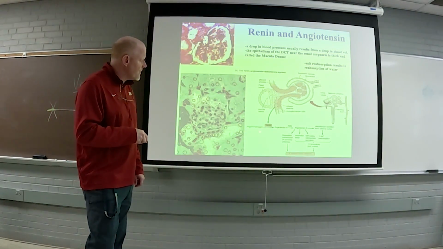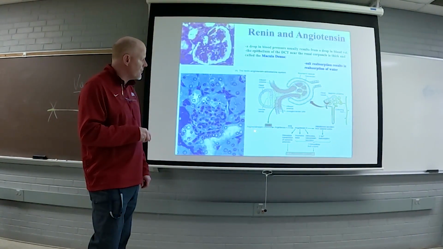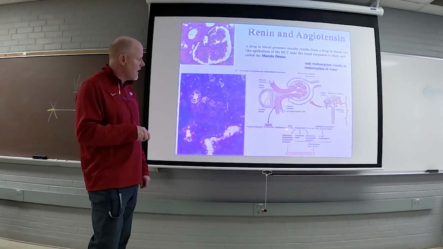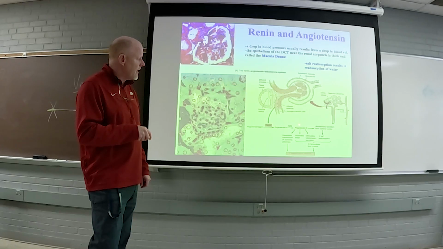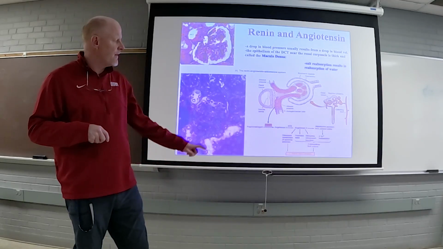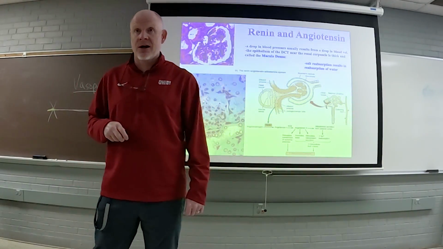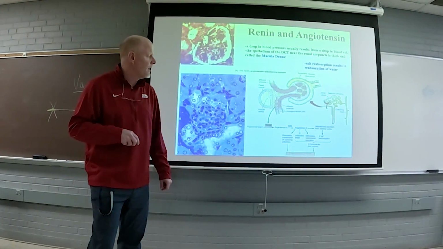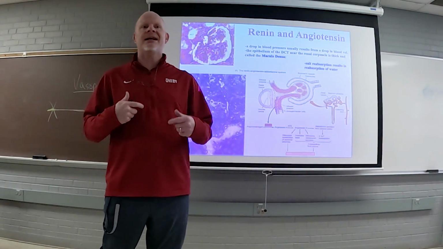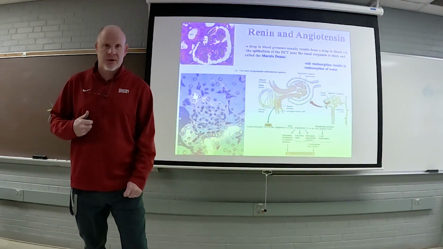So a stimulation of renin causes angiotensinogen conversion to angiotensin 1. In the lungs, we take 1 and convert it to 2. And 2 binds to cells in the adrenal glands and causes aldosterone release. Aldosterone travels to the collecting duct where it meets its receptor. Okay?